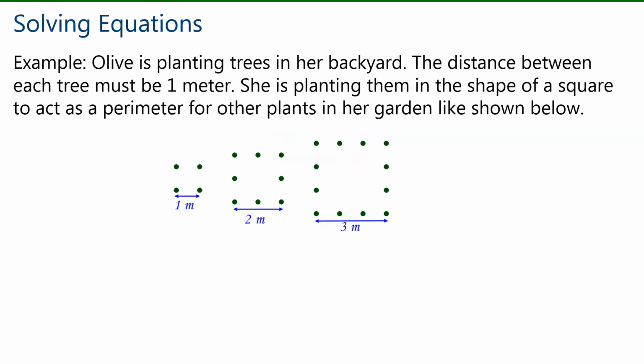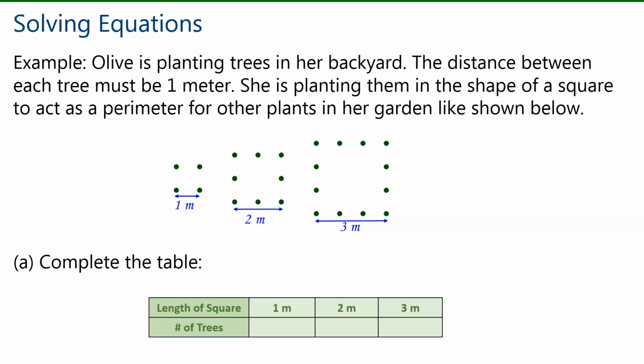In this video we're going to look at a word problem that we're going to solve using algebra tiles, but also guess and check. So it says Olive is planting trees in her backyard. The distance between each tree must be 1 meter. She is planting them in the shape of a square to act as a perimeter for other plants in her garden, like shown below.